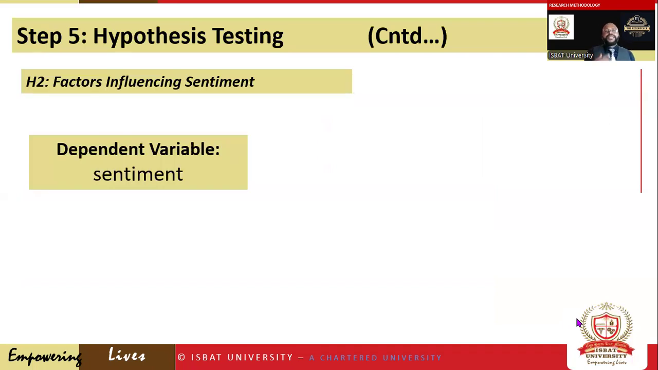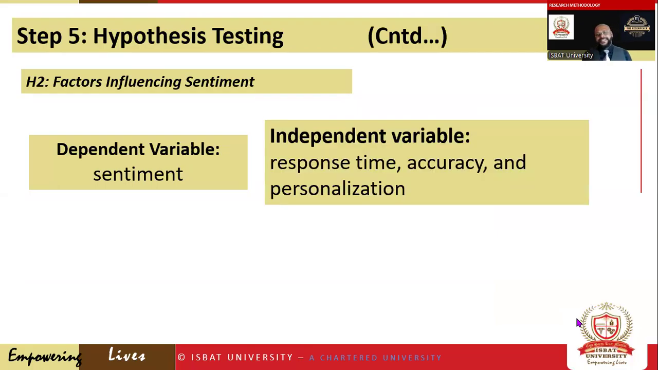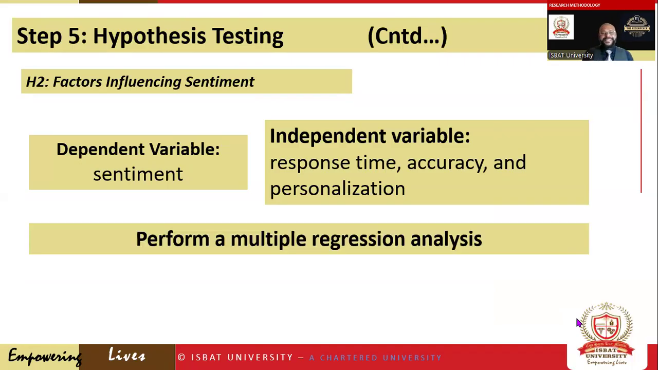Then I'm continuing with the factors influencing sentiment. So here I have the dependent variable, sentiment, and the independent variables, which I told you are the major ones I want to explain to you: response time, accuracy, and personalization. So I can do a multiple regression analysis.